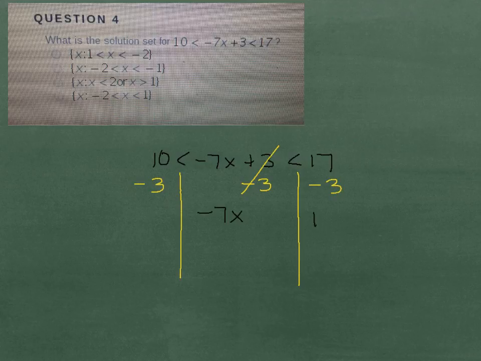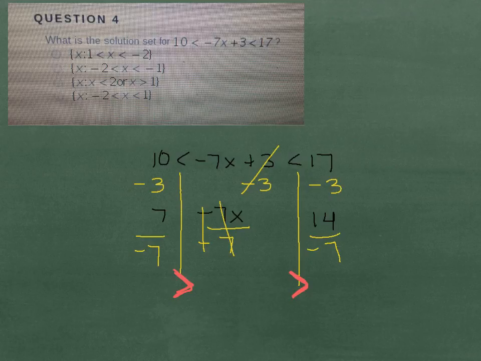17 take away 3 is 14. And 10 take away 3 is 7. Now who's bothering the x? The negative 7 is. How do you get rid of that negative 7 that's super close to the x? It's being multiplied. The opposite of multiply is to divide. So you're going to divide all 3 sides by a negative 7. Now remember what happens when you divide by a negative. That's right. The alligator switches. So if it was facing in the less than direction, now it's going to face in the greater than direction. So they're going to face this way.